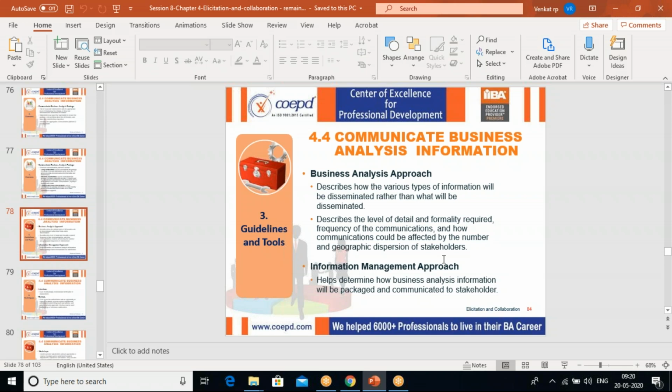Email and other non-verbal communications we can use for clarifying small doubts. We can do it one-to-one, so we do not waste the entire group's time. That way we can do it.